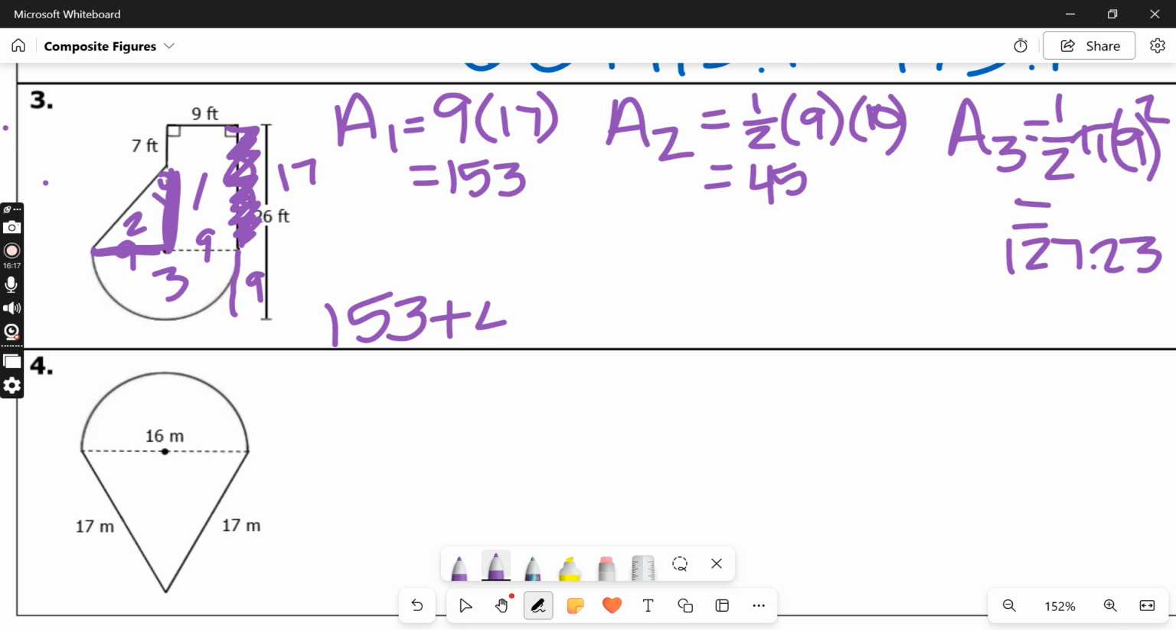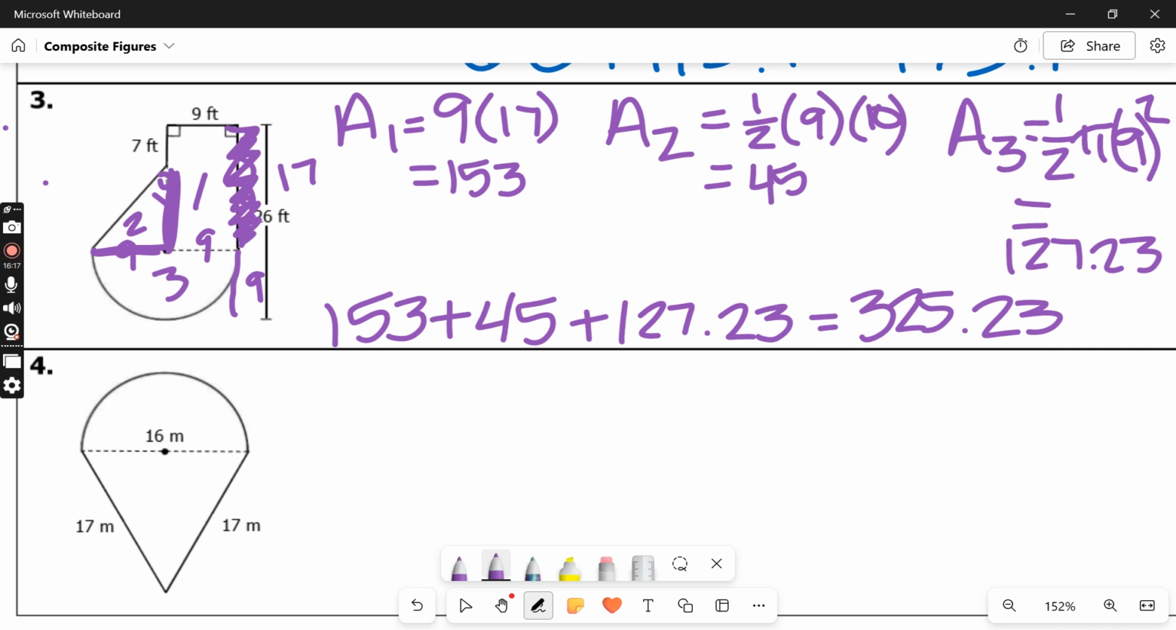And then to find my total, I'm just going to add all 3 of those together. So 153 plus 45 plus 127.23. When I add those all together, I get 325.23. Okay.